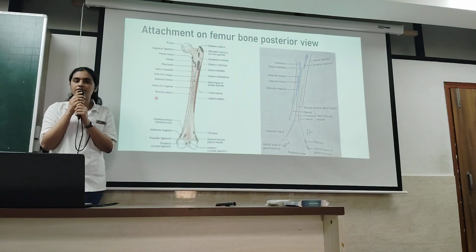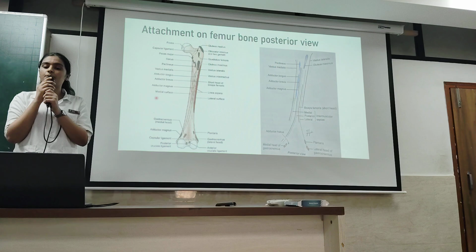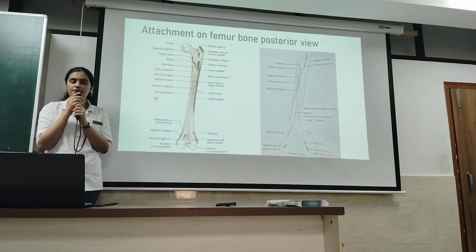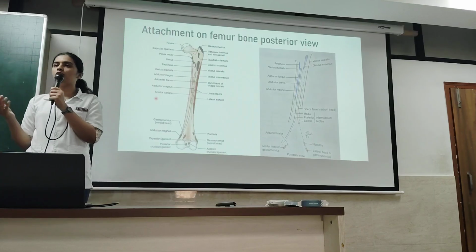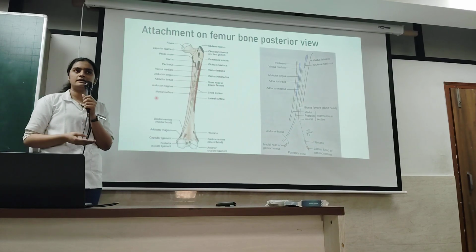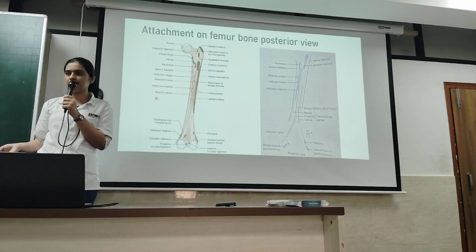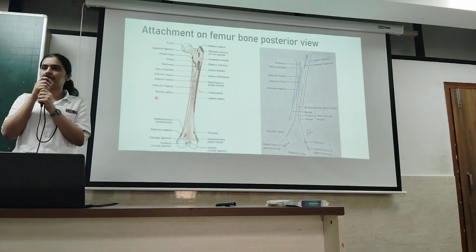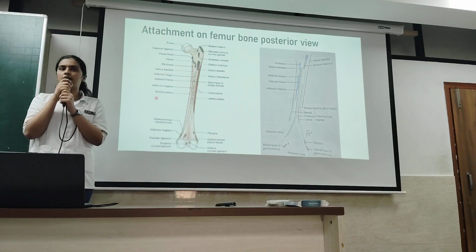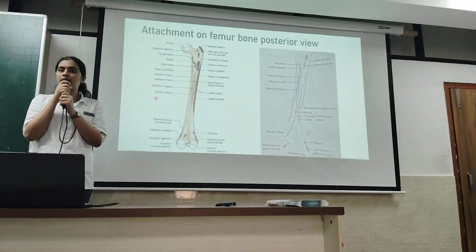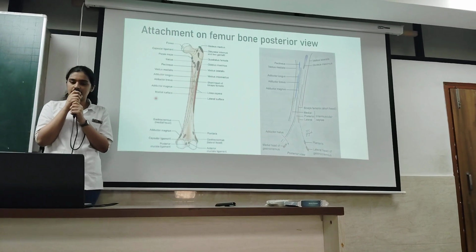As we move forward, we will see the attachments on the posterior aspect of the shaft of the femur. We have the posterior border, none other than the linea aspera. Talking about the muscles attached to the linea aspera from the medial to the lateral side, firstly there is attachment of vastus medialis, followed by adductor longus, adductor brevis, adductor magnus, and lastly vastus lateralis.